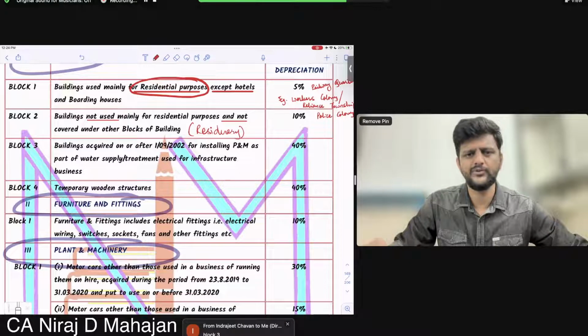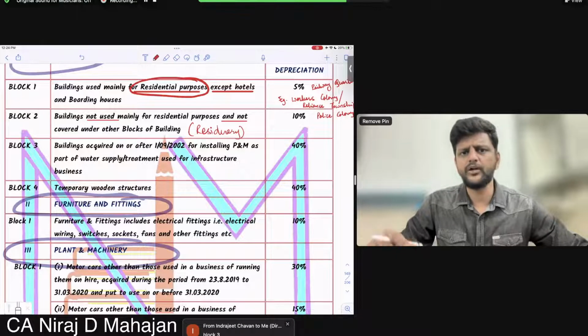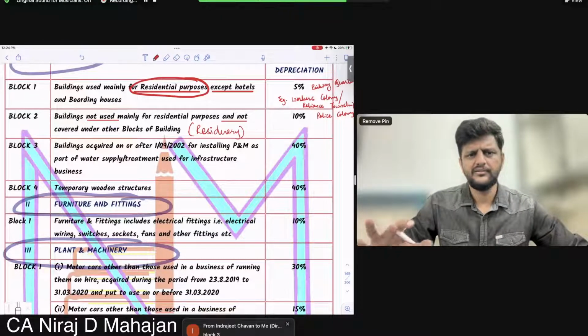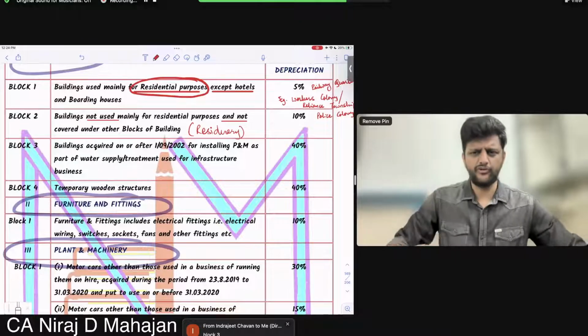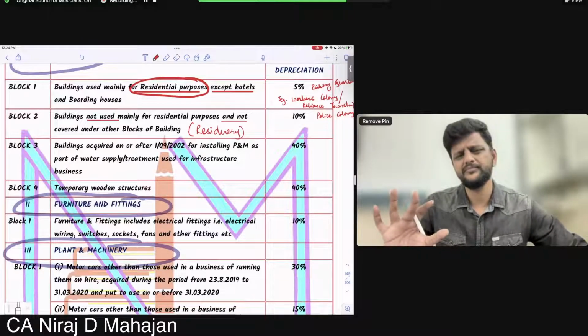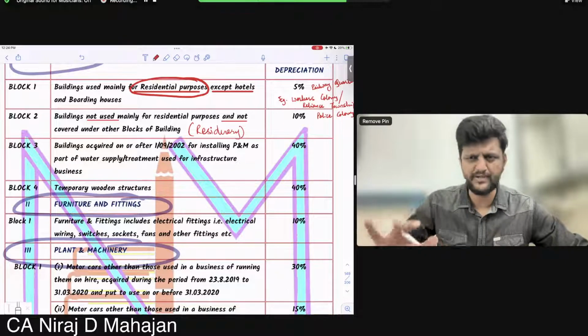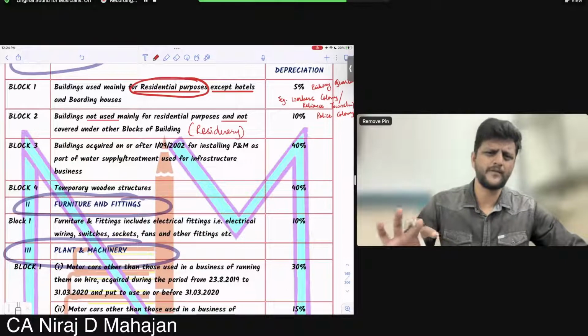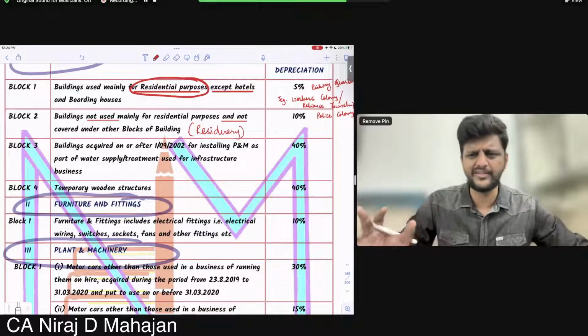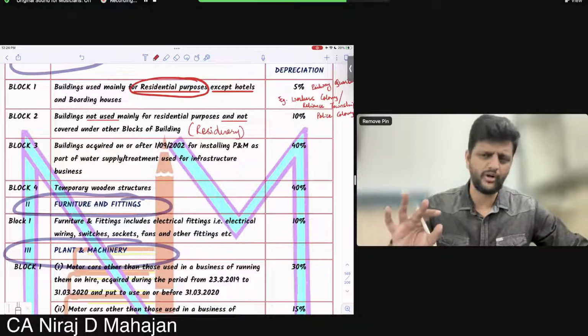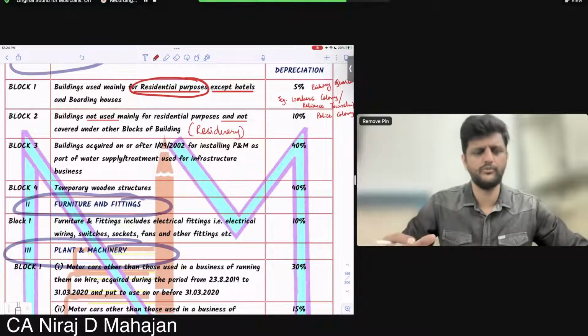Block 2, bachcho, not 3. See, Indrajit, that block 3 is only for buildings used for water treatment, and that water also is used for infrastructure purpose. So it is a very specific block. So don't go too much into block 3. Okay, it will never be asked. Block 1 and block 2 are the most important for you. In fact, block 2 is the most important.